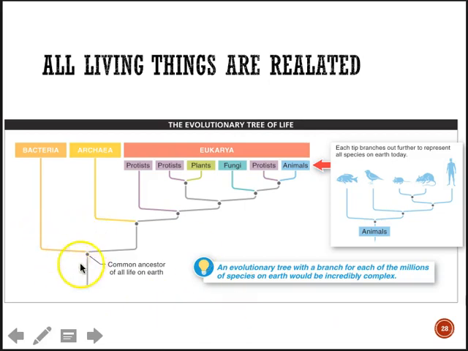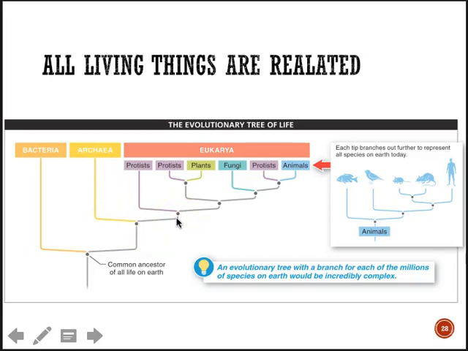So that's where you'd find the common ancestor to all life on Earth, right here on this cladogram, or this phylogeny. And this is the lineage that led to bacteria, and this is the lineage that led to everything else. And here we are, the lineage that led to archaea and everything else.